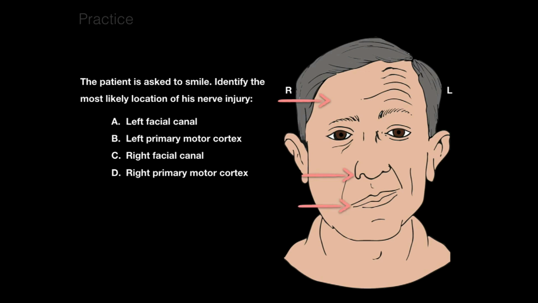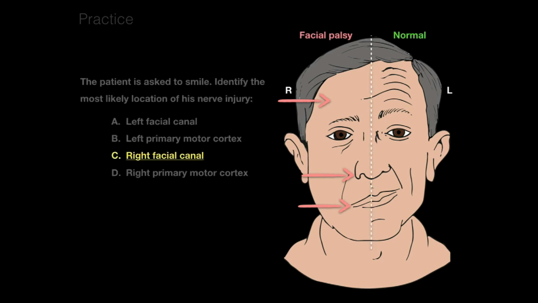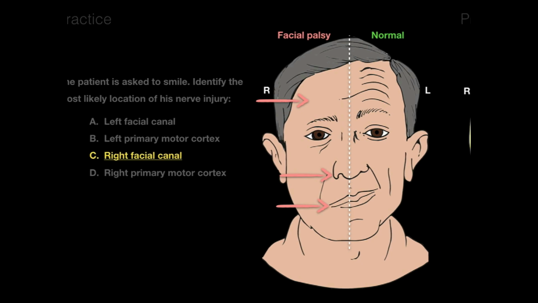So I'm thinking lower motor neuron lesion, and if it's on the right, that means it's a right-sided one. And the facial canal is a coursing of the lower motor neurons, so I think it's a right facial canal problem resulting in right facial Bell's palsy. That was fun. Let's do another one.